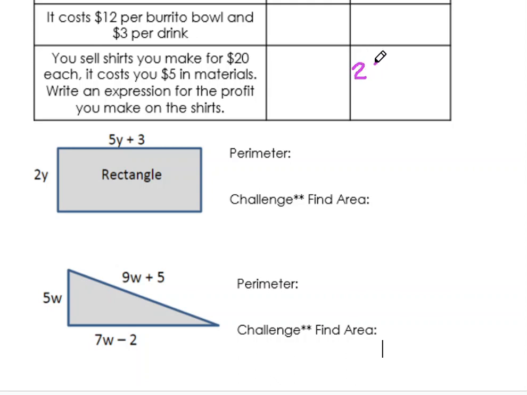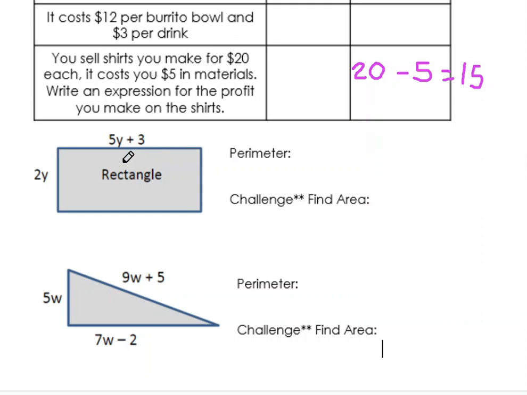So it'll be $20 minus $5, and that gives you your profit, right? So your profit is $15 per shirt. That's how much money you actually make, right? Just because you sell it for 20 doesn't mean you make 20, because it cost you $5 to make it, right? So 20 minus 5 would equal 15.